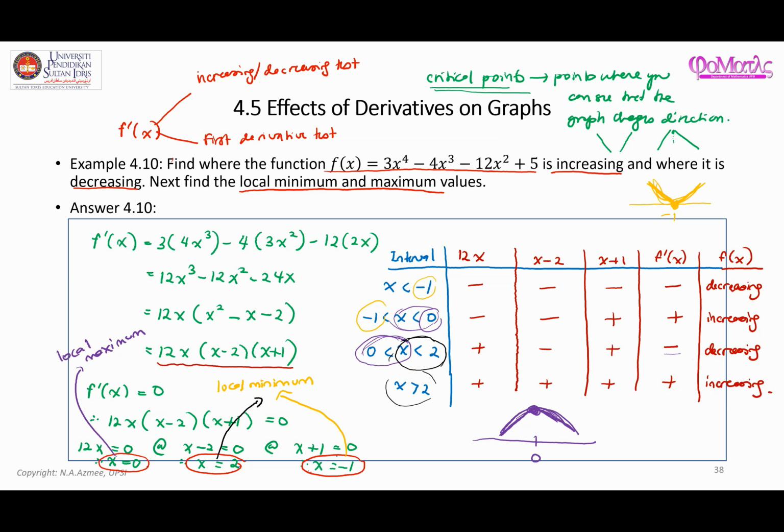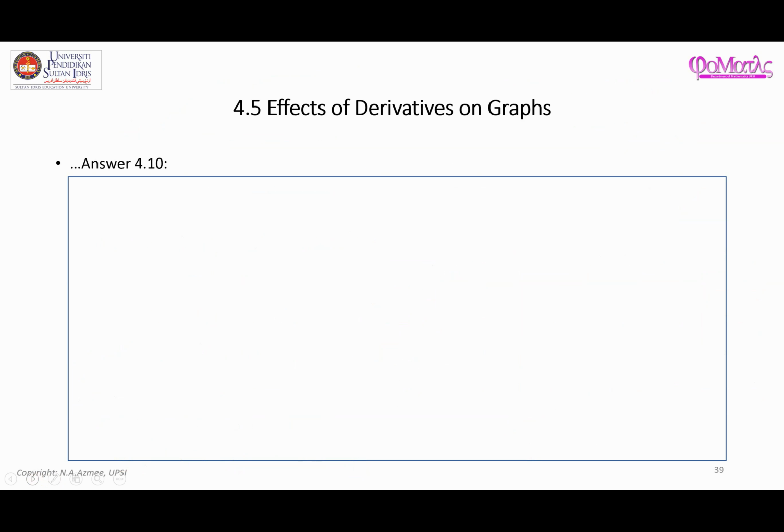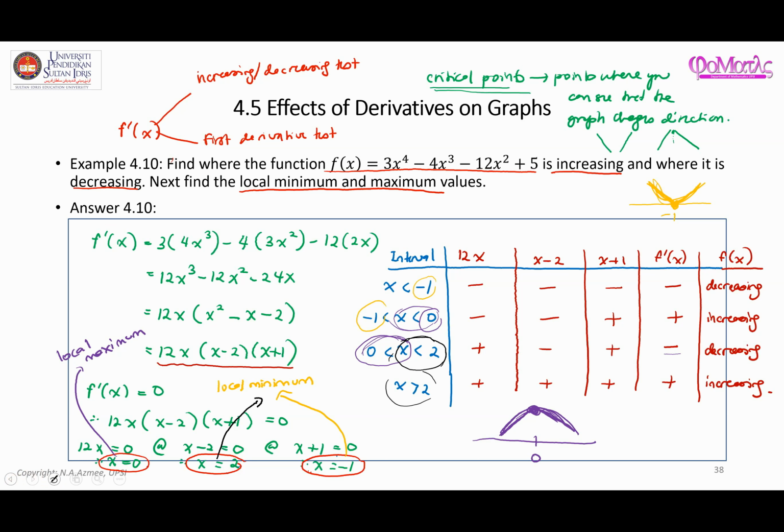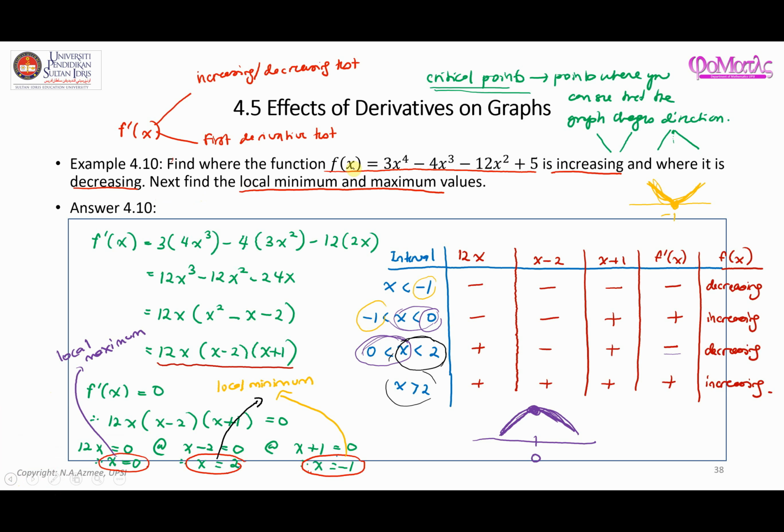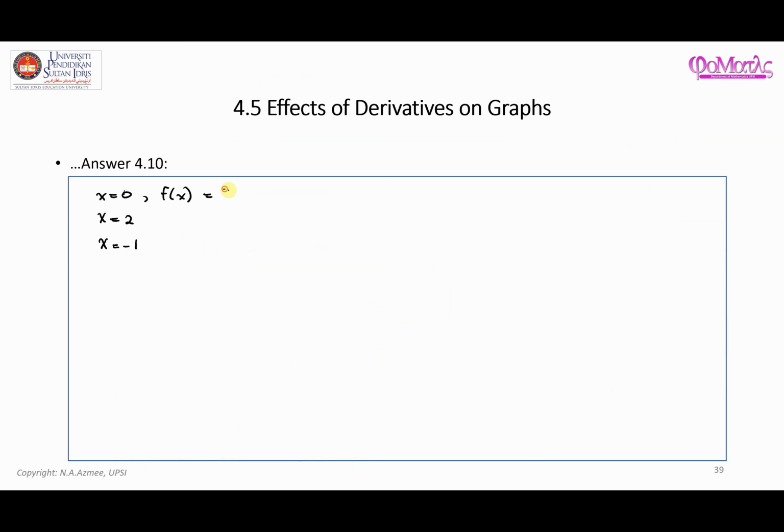Next, once you have determined that, we can try and sketch it, even though it doesn't ask you to sketch the graph, but we can go on and try to visualize how the graph will look. First of all, we need to determine the values for those critical points just now, which are x equals 0, x equals 2 and x equals -1. What is the value of y, or the value of f(x), for x equals 0? By substituting 0 into this function, you will get that the value is 5.